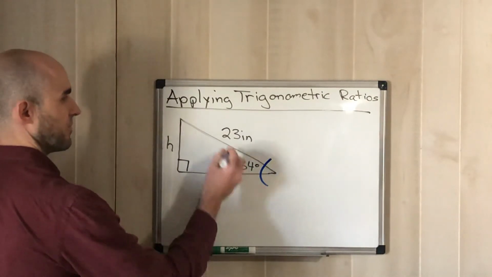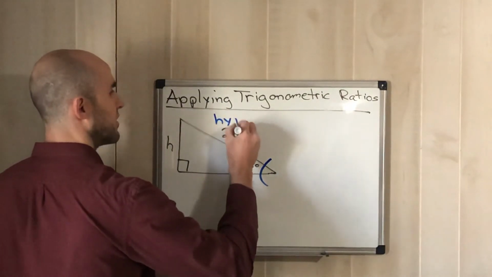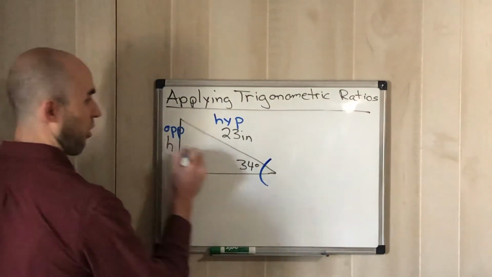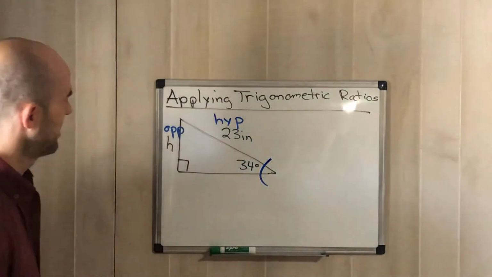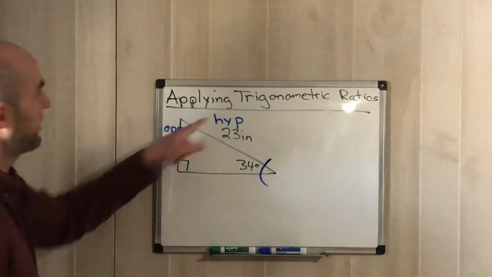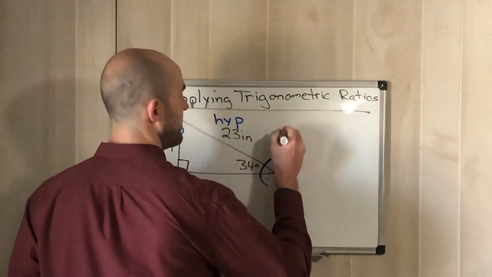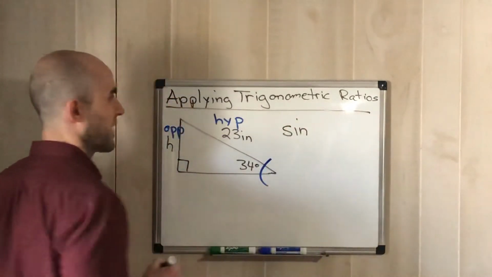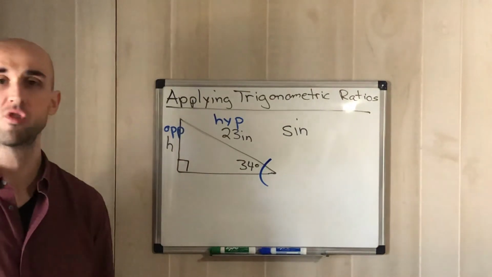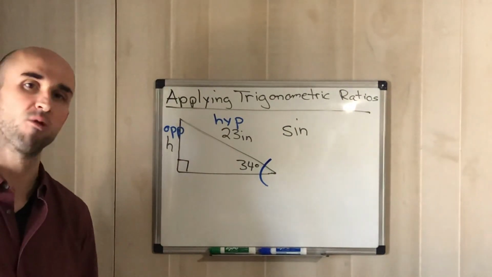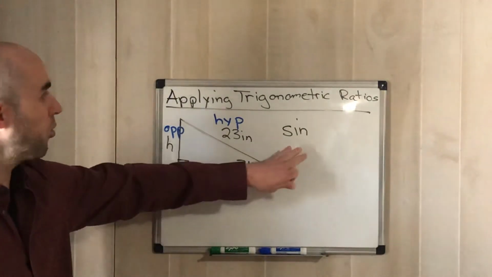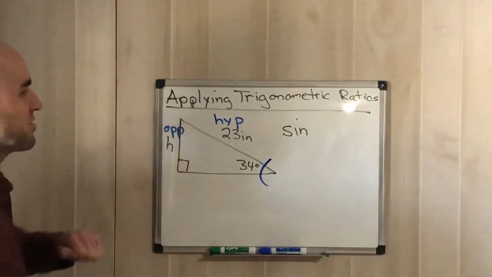So now let's analyze it. We know that 23 is our hypotenuse. We know that h is our opposite because, again, it's across from angle 34 degrees. So we have opposite, we have hypotenuse. The only one that uses opposite and hypotenuse is sine, because the formula for sine is opposite over hypotenuse. We can't use cosine and we can't use tangent because cosine and tangent need an adjacent side. Since we don't have the adjacent side, all we can use is sine. I apologize. We can only use sine.